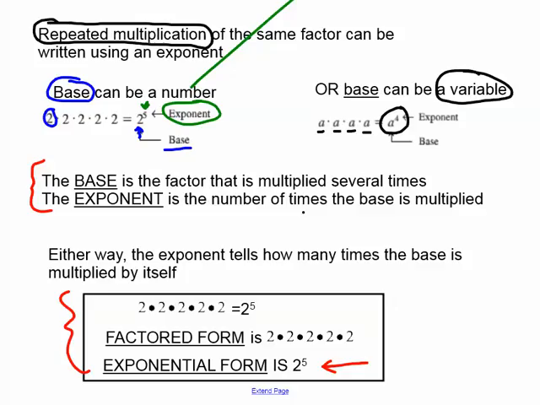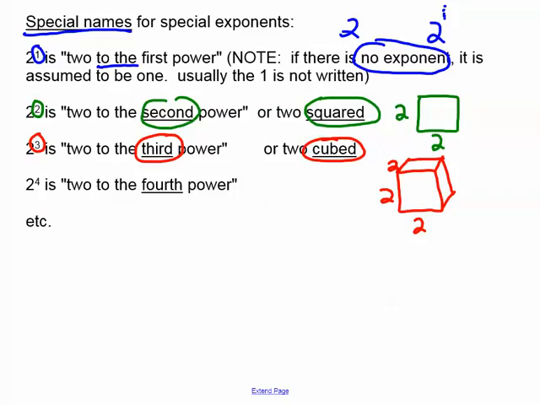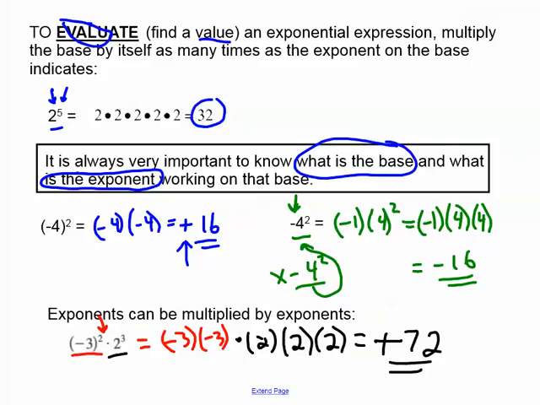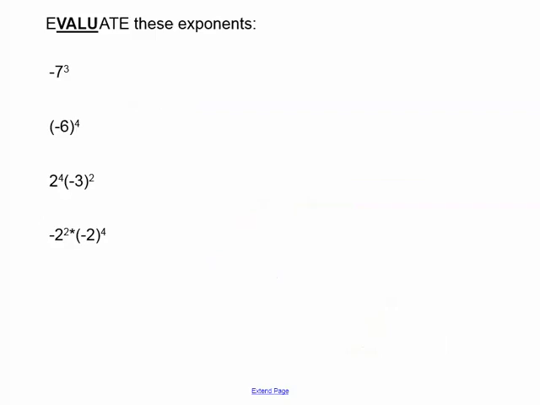So, evaluate exponents. Here's our first page. We've gone through base and exponent, the special terminology. It's really important to remember that those are kind of like an old married couple. They always go together, the base and the exponent. The exponent tells the base what to do. So let's evaluate these exponents.